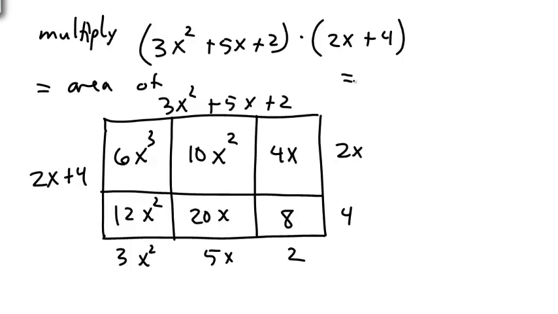And let's see, we have 6x cubed. We don't have any other x cubes, we can't add to it. We do have 2 different x squareds. 10x squared and 12x squared is 22x squared. 4x and 20x is 24x. And then we have 8. Not necessarily so tricky.